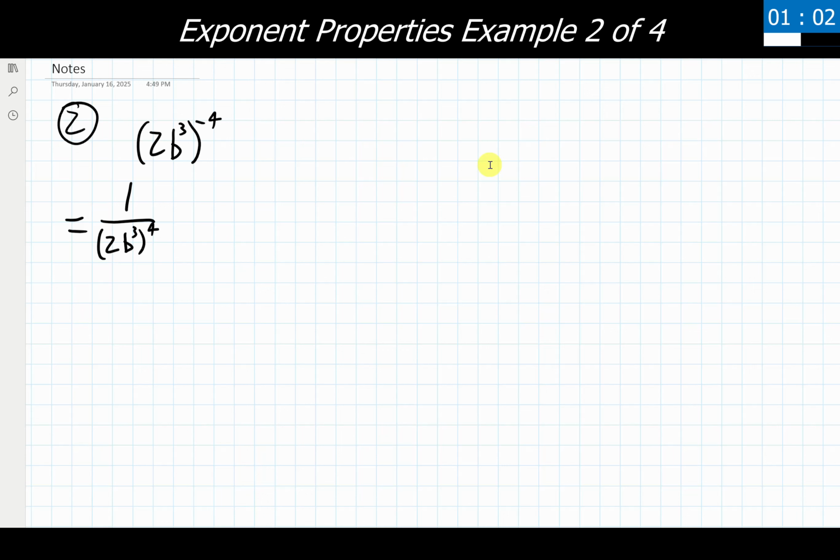And now I have two options. I could apply the product to a power property, or I could just expand this thing out and then multiply these bases together. I'm going to go ahead and use the product to a power property, and I tend to like to write this out as the first thing to the fourth power and then the second thing to the fourth power.